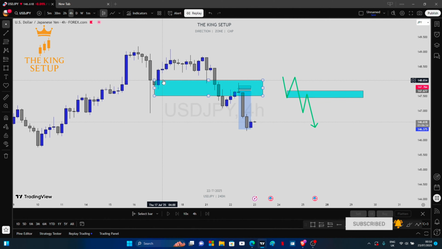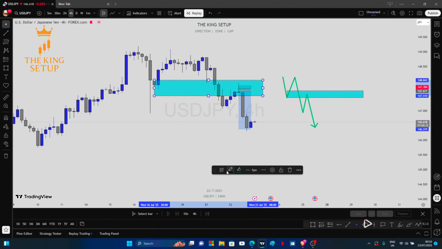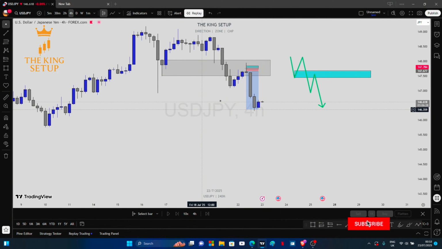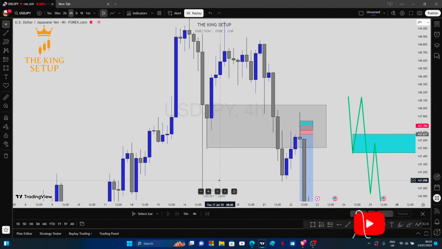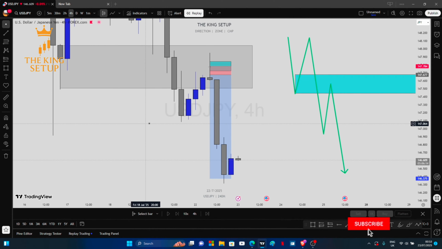This was engulfing. Let me make gray so that you can understand. So number one is identifying the H4 zone. After I identified the H4 zone, the price broke below that zone, and then it retraced back inside that zone. Let me make it wider. So the price broke below this zone.